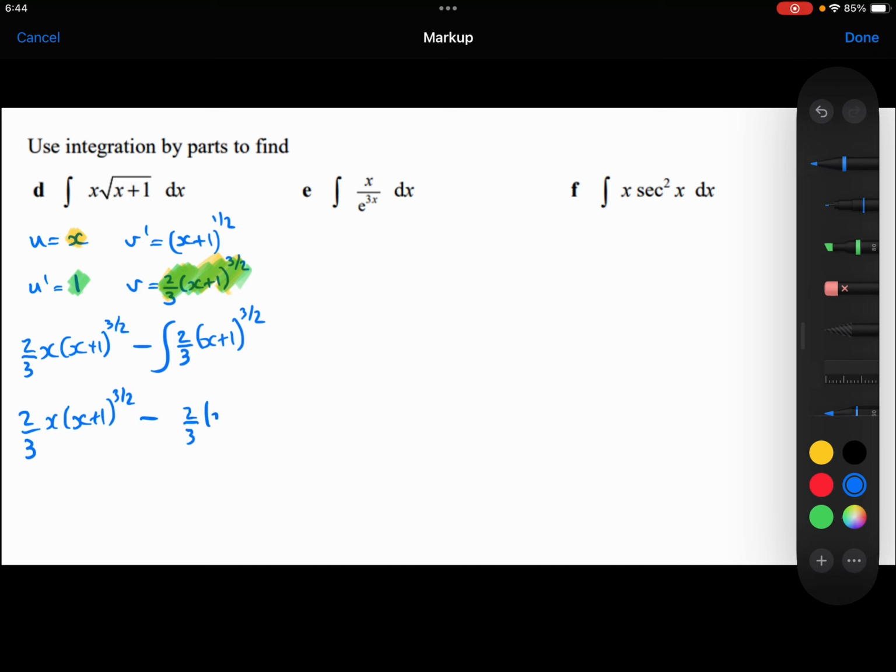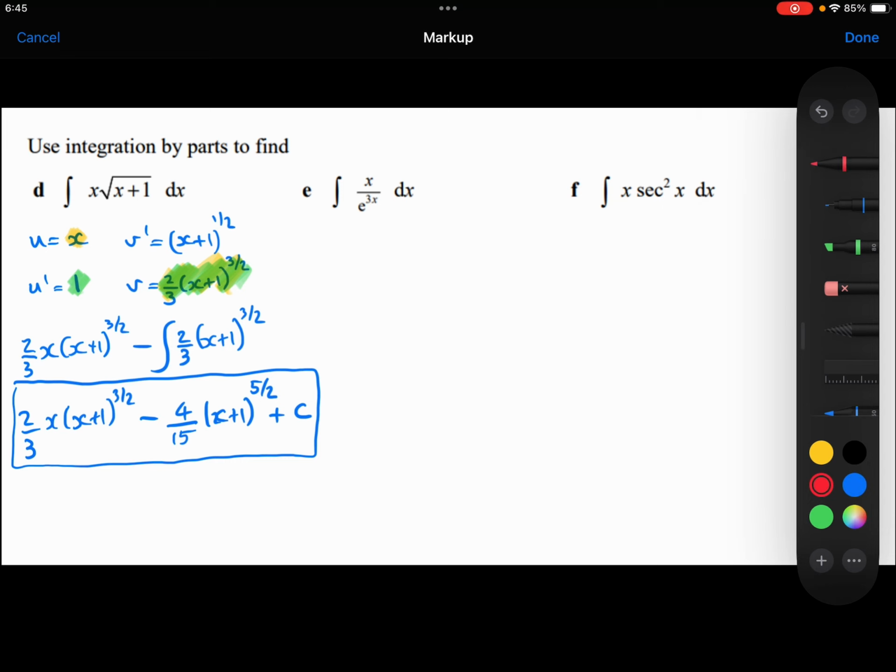So I'm going to add 1 to the power. So the 3 over 2 is going to become 5 over 2. And then dividing by the new power, so dividing by 5 over 2 is the same thing as timesing by 2/5. The 2/5 times the 2/3 will be 4 out of 15. And don't forget your plus C. So that's the answer to part D.